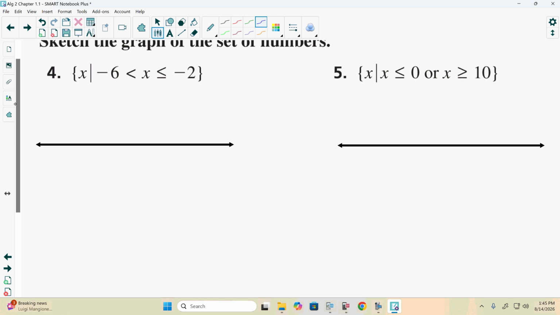So if we look at the first one, number 4, for all real numbers x such that -6 is less than x is less than or equal to -2. This is a bounded interval because we have 2 endpoints, yes? What are our endpoints? So one of our points would be -6, and the other would be -2.